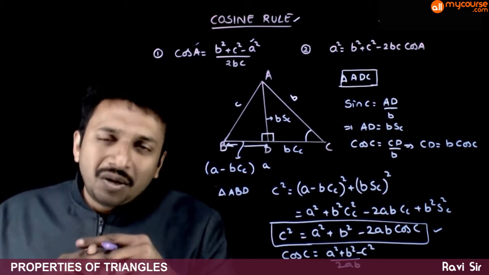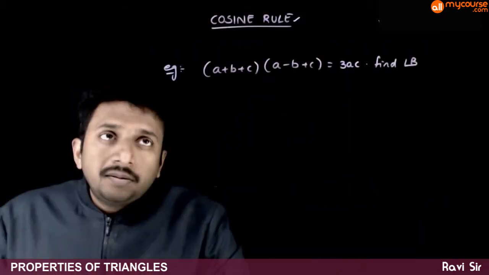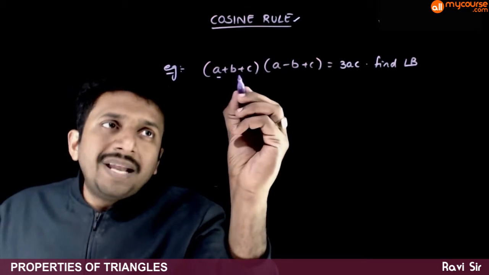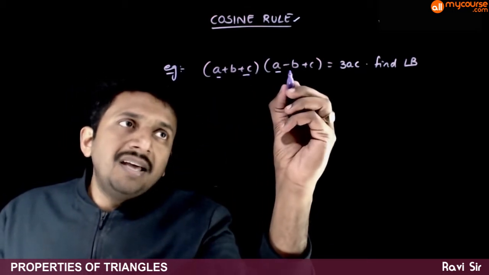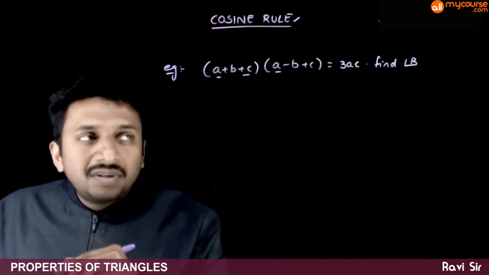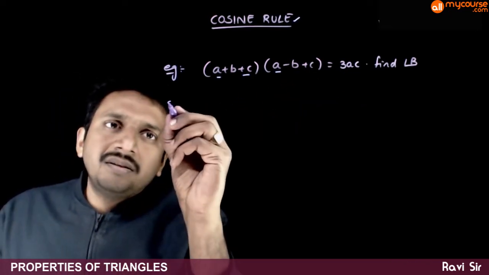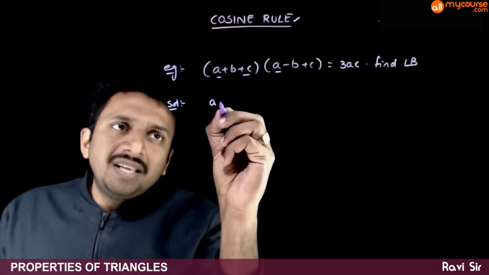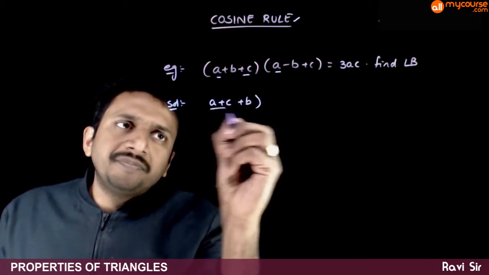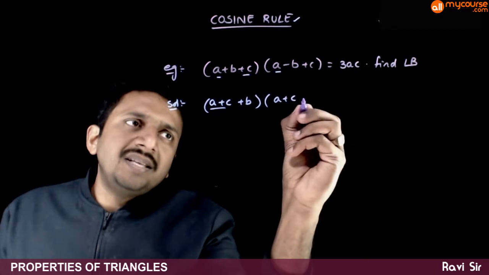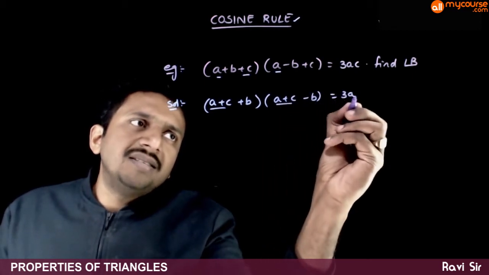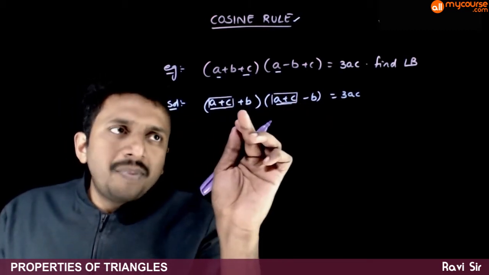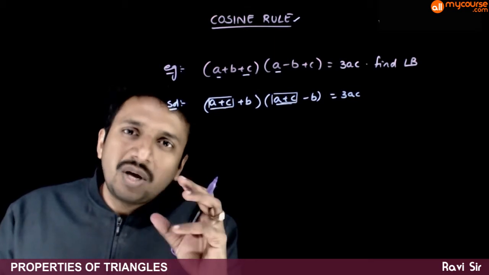So let us see how questions will be asked on this. Let us take this example. In this question you're given that (a plus b plus c) times (a minus b plus c) is equal to 3ac. If that is so, you're asked to find angle B. So a plus b plus c can be written as (a plus c plus b) times (a plus c minus b) is equal to 3ac. If you take a plus c as an entity, something plus something times something minus something is something square minus something square.